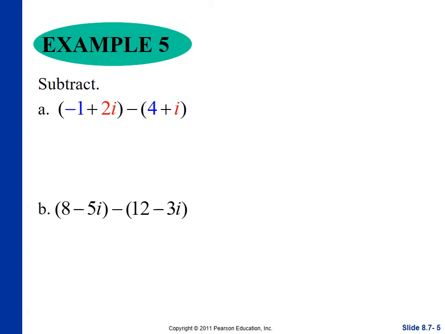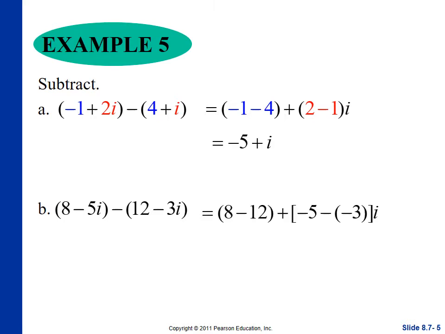Subtraction is no different. When we subtract, remember, we distribute the negative sign over each term within the parentheses. So it's going to be -1 minus 4 and 2 minus 1 because of the quantity i, so it becomes -5 plus i. Over here we've got 8 minus 5i minus 12 minus 3i again.